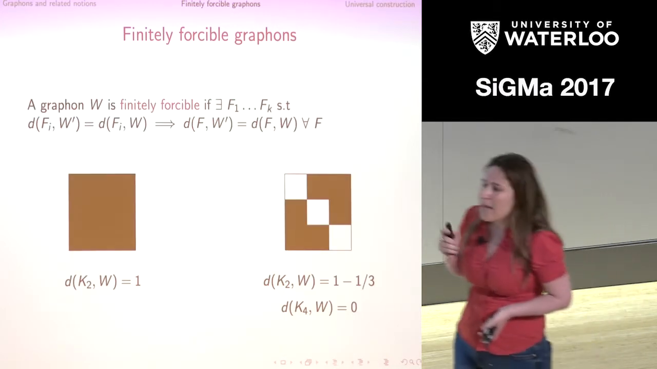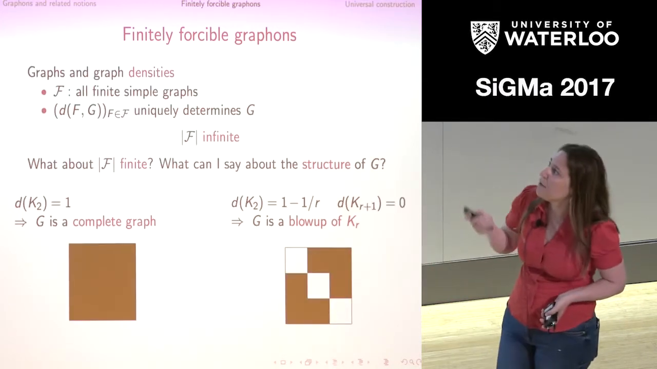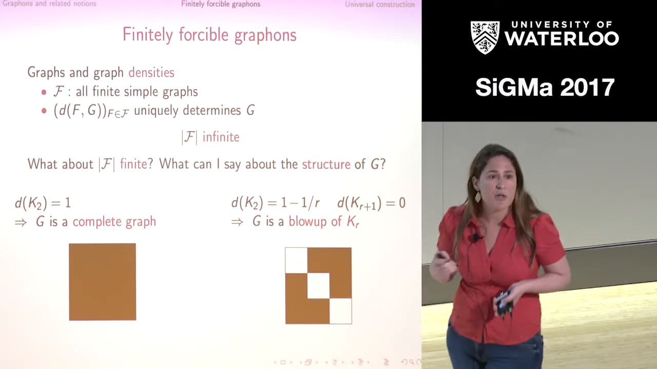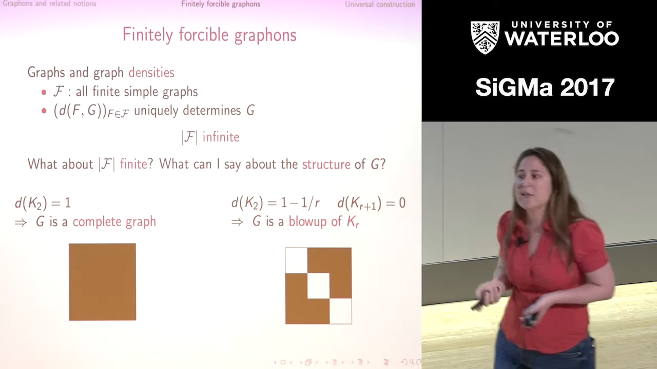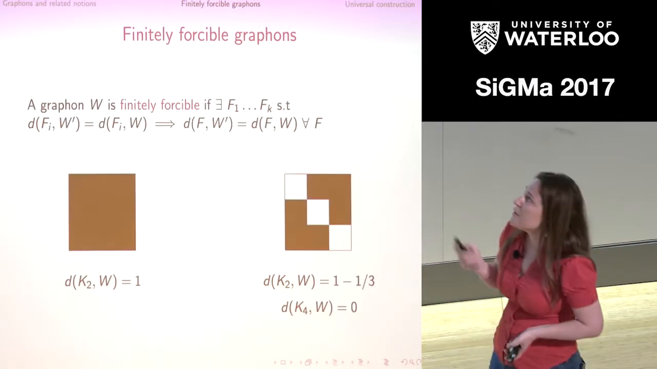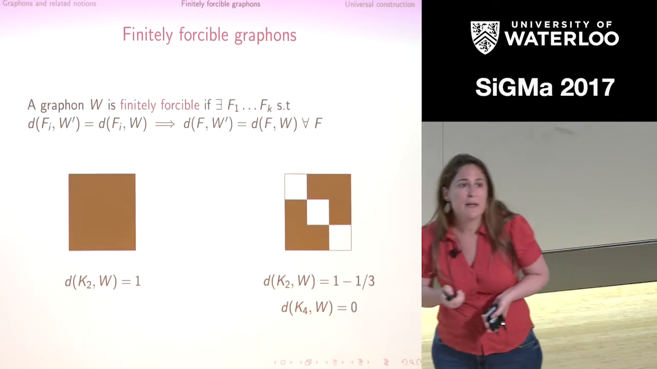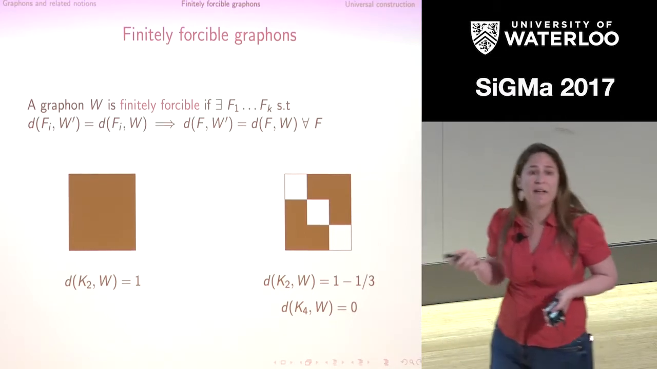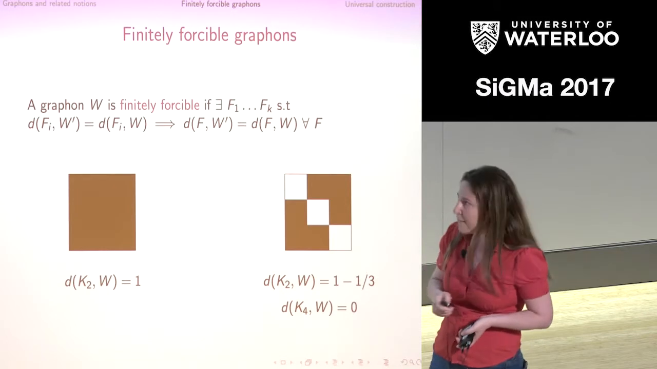And this idea here of defining densities that uniquely define the structure of the graph is exactly the idea of finitely forcible graphons. So a finitely forcible graphon is just a graphon that can be defined uniquely by a finite number of graph densities.